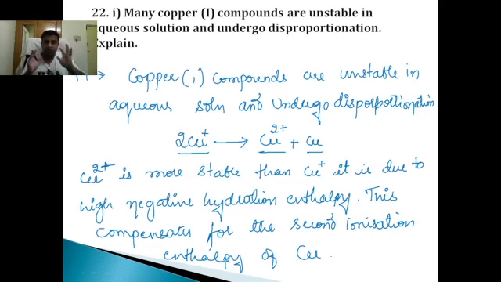Just try to understand this. The question is, copper(I) compounds are more unstable in aqueous solution, therefore they undergo disproportionation. It is oxidized as well as reduced: Cu+ is oxidized to Cu2+ and reduced to Cu. Why does it disproportionate in aqueous solution? Because it forms a more stable species, Cu2+. Why is Cu2+ more stable? Because of high negative hydration enthalpy. Since it has high negative hydration enthalpy, Cu2+ is more stable than Cu+, hence Cu+ will undergo the disproportionation reaction. Very simple.